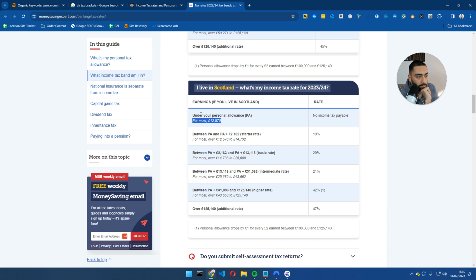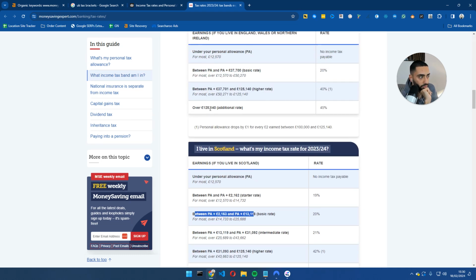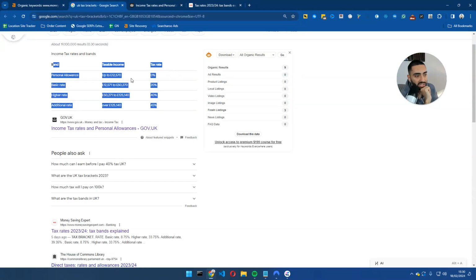So personal allowance is 12,570, and this should just be in its own column, basically. And then same goes with this, same goes with this. Because right now, this is a little bit harder to understand for a robot as well. So just bear that in mind when you guys are looking at tables.